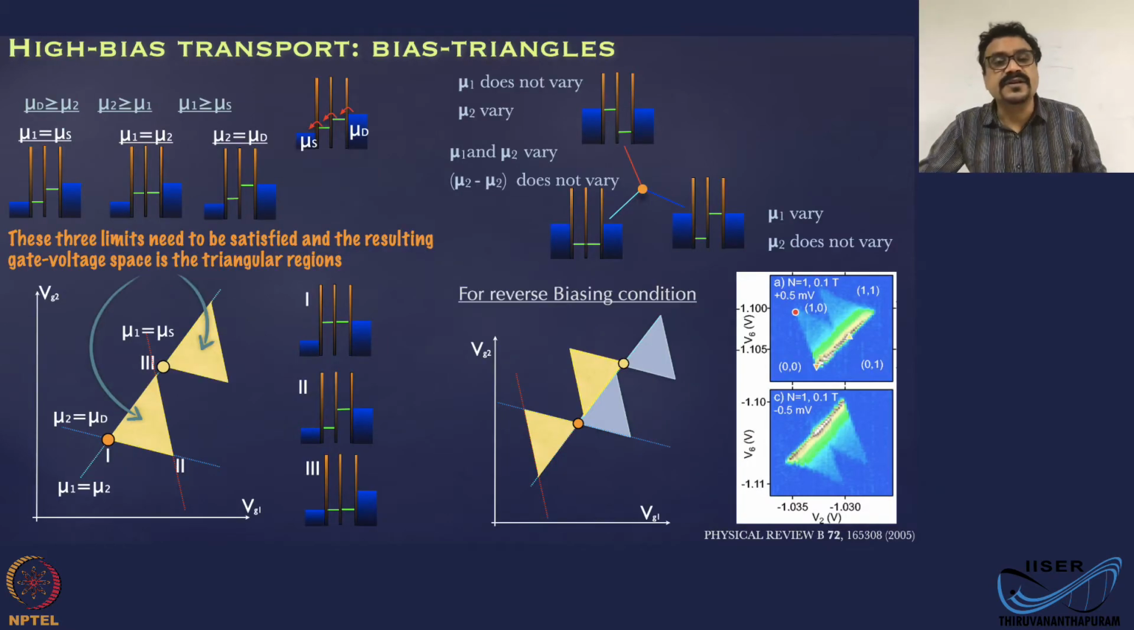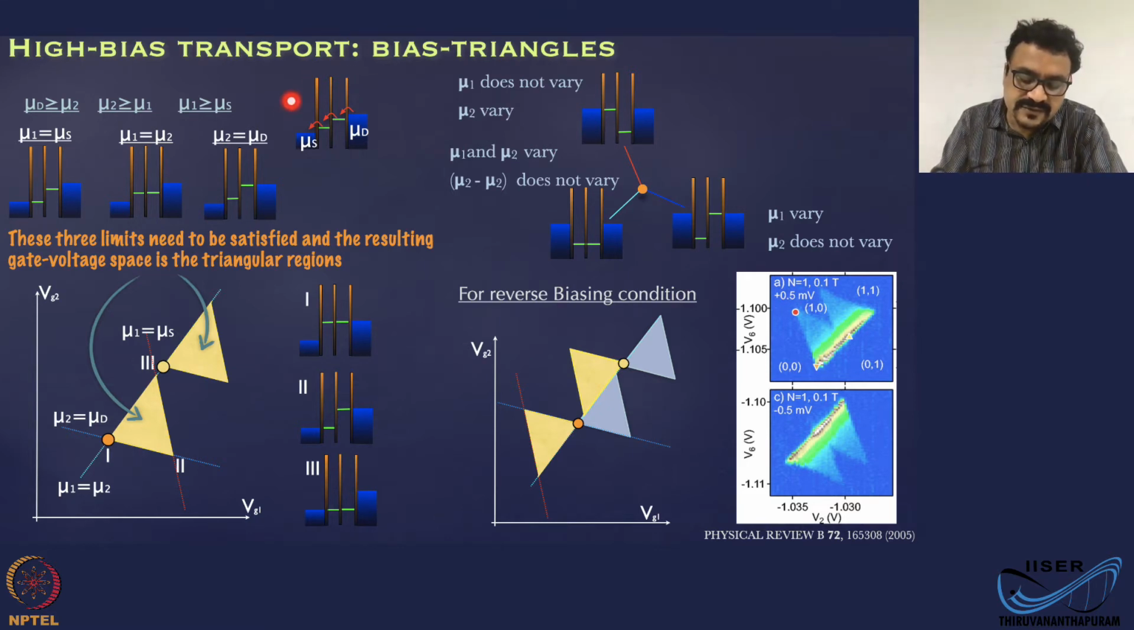Now let us look at what happens when you have slightly higher bias on the system. Let's assume that you have this configuration where mu drain is at a higher energy compared to mu s. That is, you have a positive bias on the source and you have a negative bias on the drain. Or you can say that you have a positive bias on the source with reference to the drain.